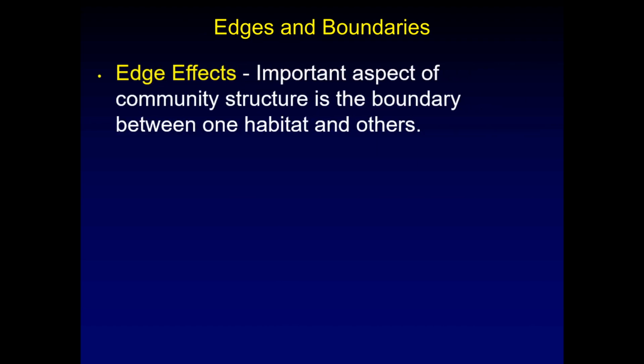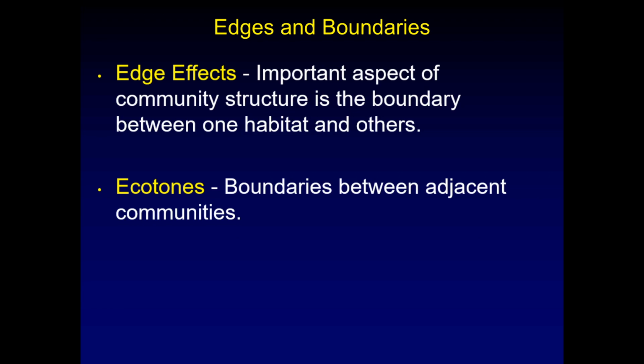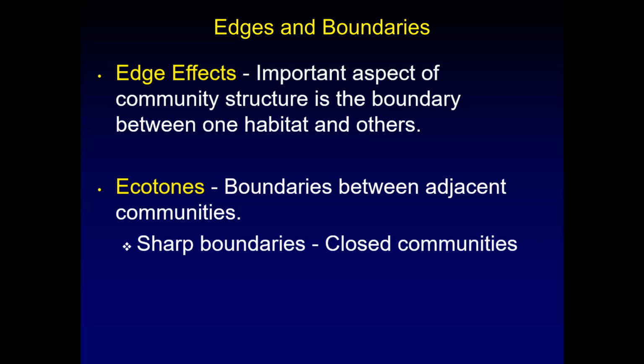Edges and boundaries. So edge effect is an important aspect of community structure and the boundaries between one habitat and another. The edge effect is what makes a forest, what makes a wetland, and what happens right on that borderline between a forest and a wetland. Ecotones are the boundaries between adjacent communities. Remember, it's not like in Minecraft where all of a sudden you're walking along and it's just like, boom, you're in a desert. There is going to be this kind of boundary that exists, and those are ecotones.